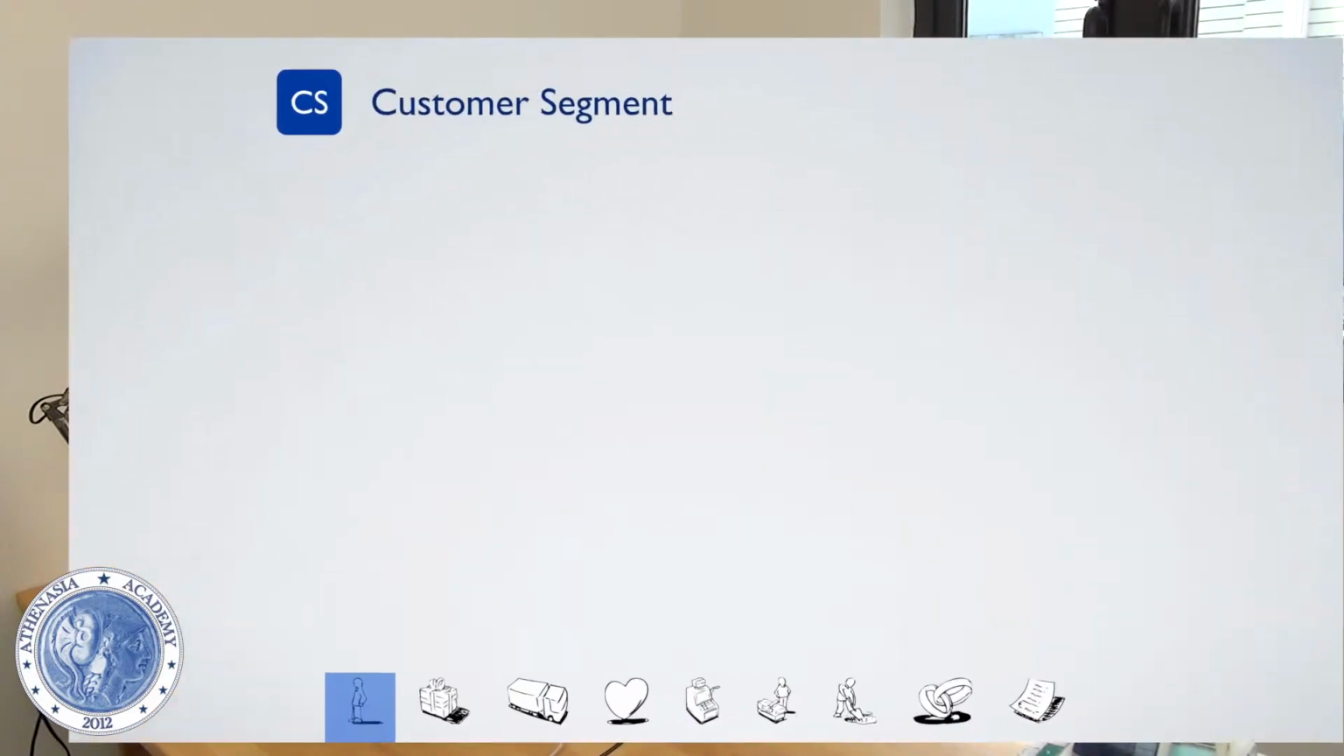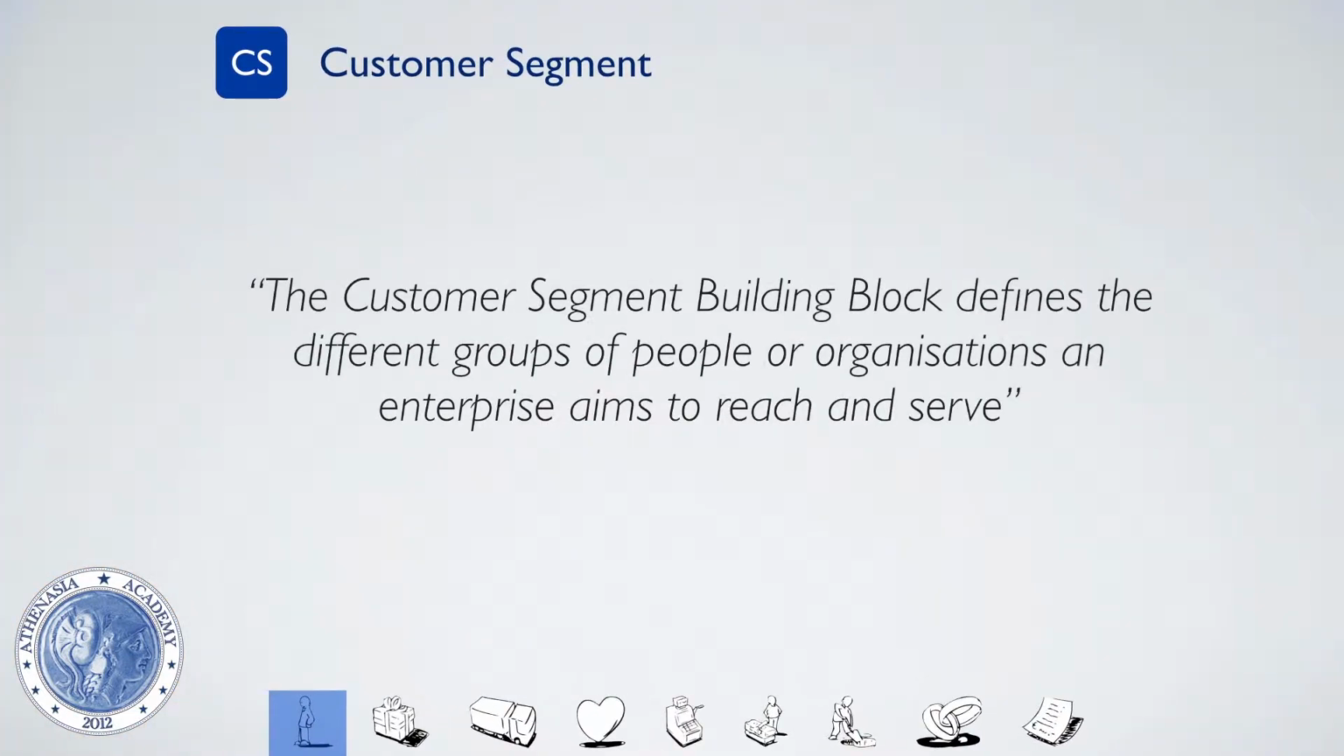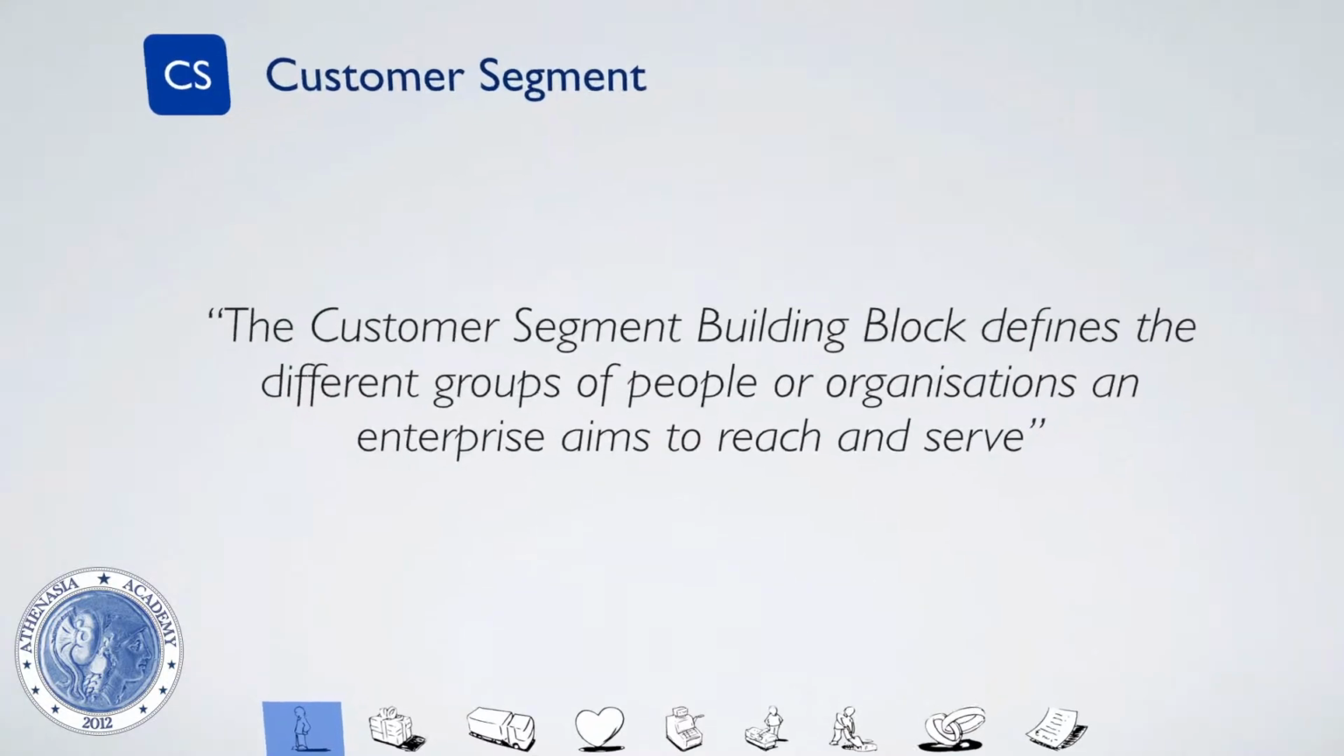So the first building block we'll be looking at is the customer segment. So let's have a quick definition first. The customer segment building block defines the different groups of people or organizations an enterprise aims to reach and serve. So we can have different types of customer segment.